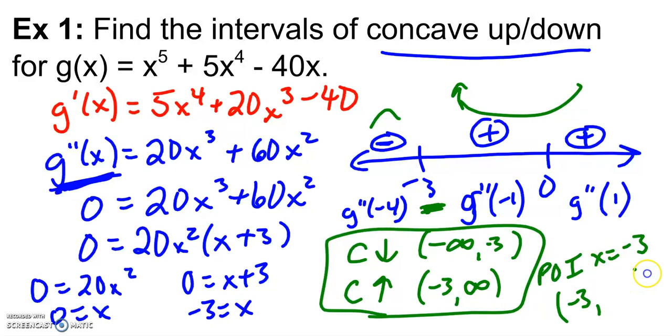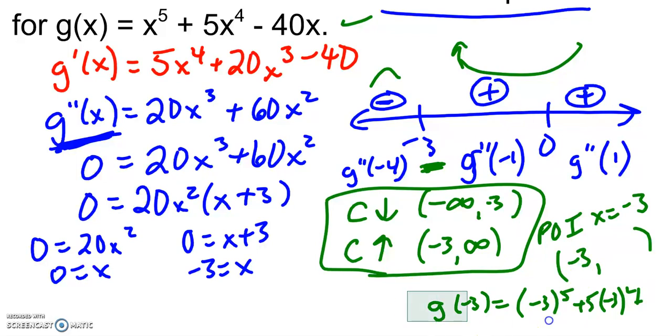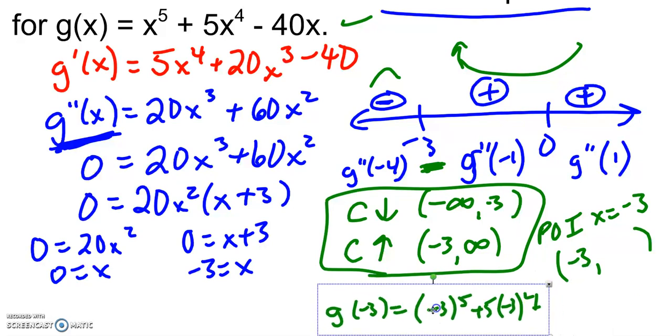whenever we're finding the y value, we always plug it into the original function. So this again is going to be for the difference, going from where it's concave down to concave up. So if I plug it into g of x here, I'd have negative 3 to the 5th plus 5 times negative 3 to the 4th minus this over. A little more room there.